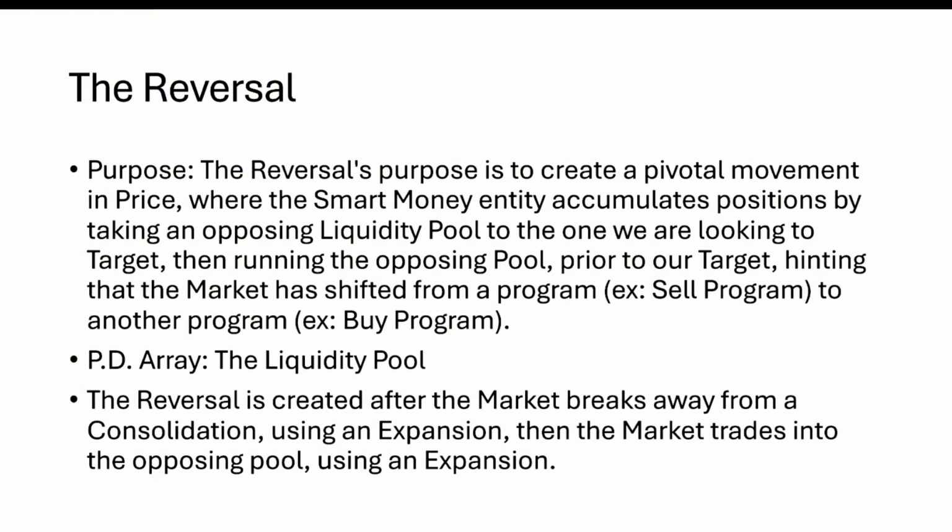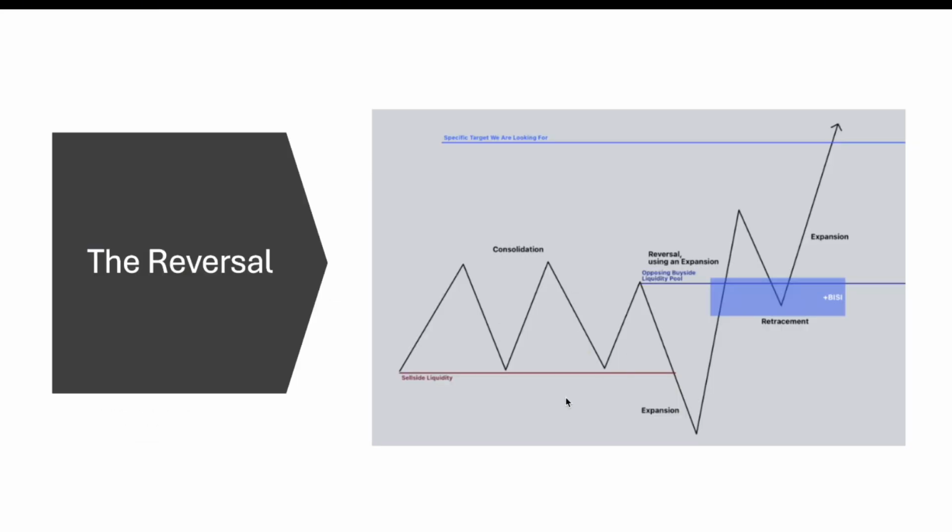The reversal is created after the market breaks away from a consolidation using an expansion. Then the market trades into the opposing pool using an expansion, which will look like this. Market consolidates. Then we break out of this range using an expansion. And then once we're trading here into some predetermined target, then if we anticipate the market to shift and we anticipate a specific target we're looking for, right? We're anticipating this to happen. If I am here, and this is a higher time frame chart, think about this. This is a higher time frame chart.